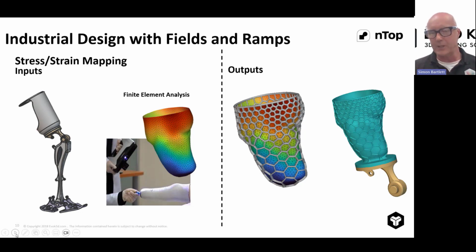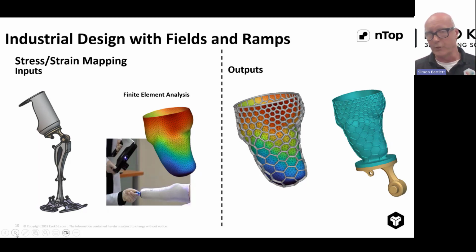We have wrapped it in a mesh, and you can see there where areas of high strain and stress are shown in red, areas of low stress are shown in blue. Now, we've used that scan data and that FEA work to actually drive the design of the mesh structure that you see just as an output.